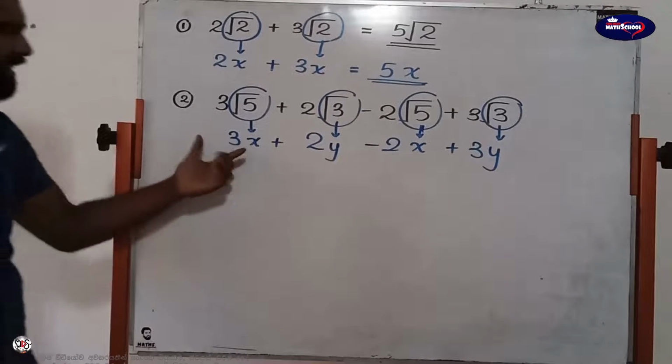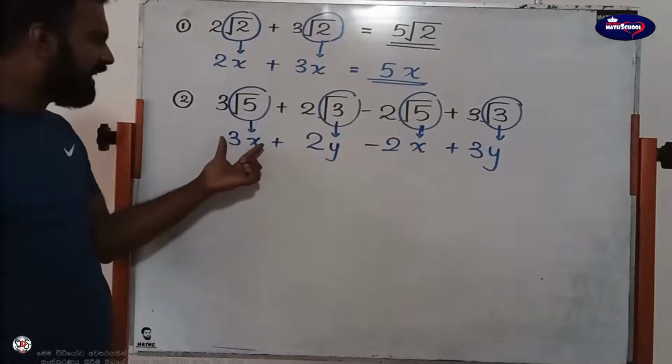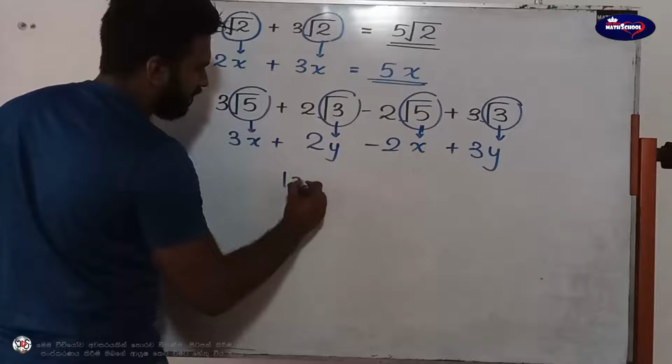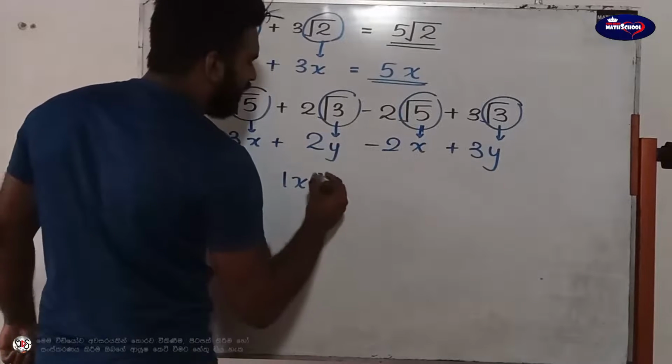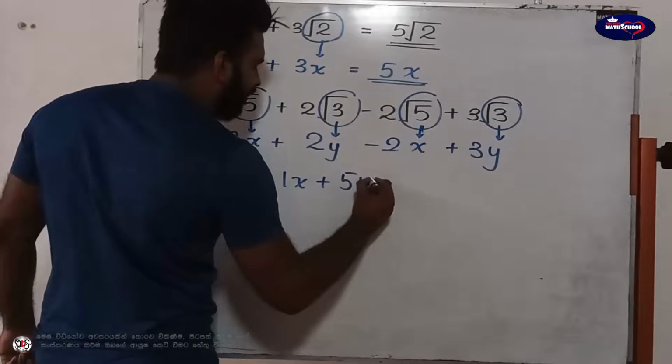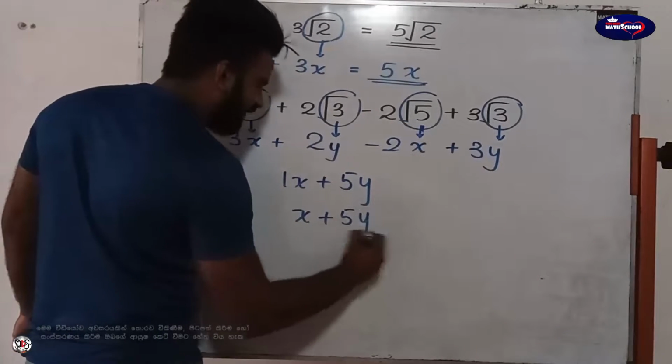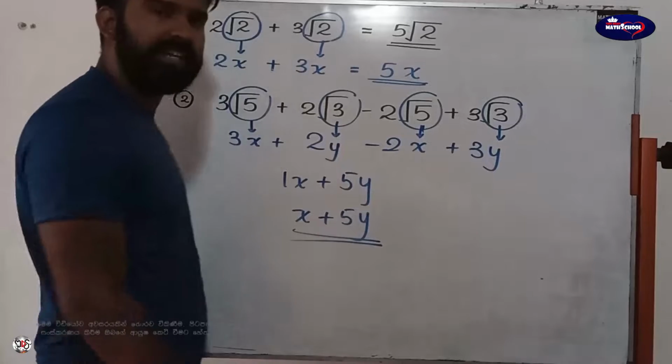Now you can easily simplify, my dear. You can identify the like terms. 3x minus 2x is 1x. Plus 2y plus 3y, 2 and 3 is 5, so 5y. We don't write 1x as 1x, we write it as x plus 5y. This is the way of writing.